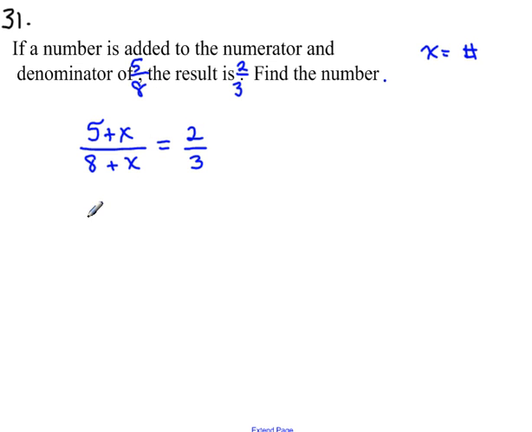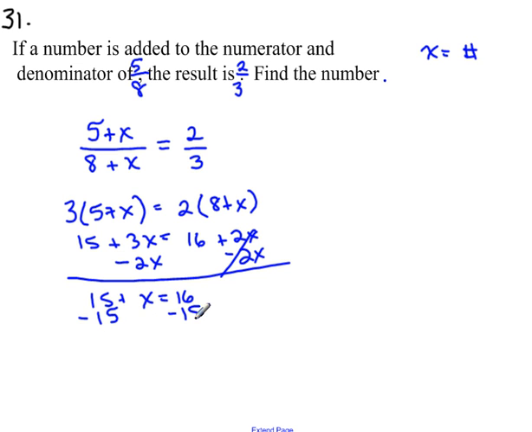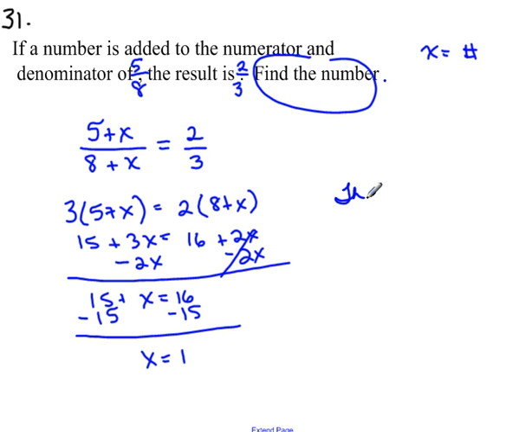Again, it's a proportion. You can cross multiply. 3 times 5 plus x equals 2 times 8 plus x. Distribute. Once again, the variable is on both sides, so let's subtract 2x to get our variables to the left. Numbers to the right, so subtract 15. In this case, you didn't need to divide because the coefficient of x is 1. Answer the question. Find the number. Well, x represents the number, so the number is 1.